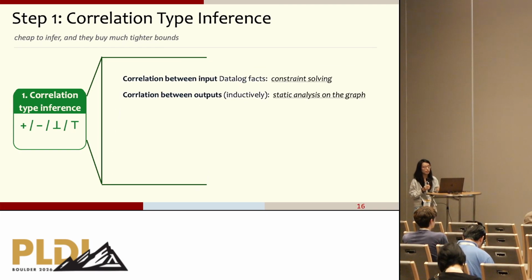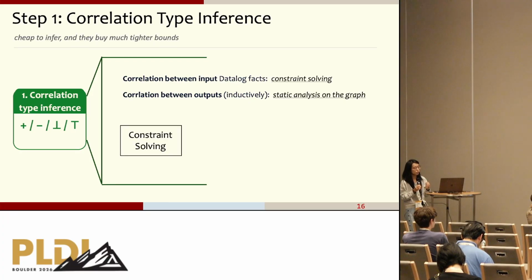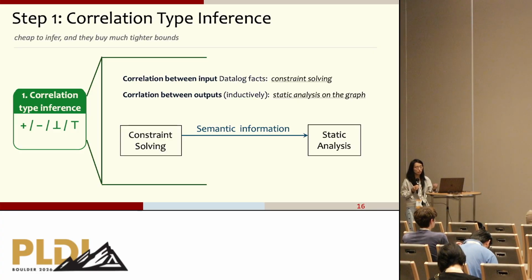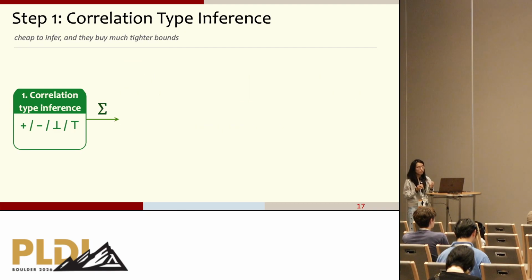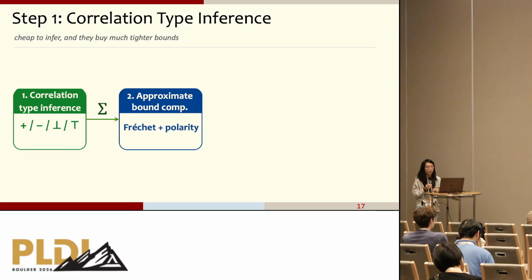As for these two mechanisms, they are not disjoint, they are actually working together. Constraint solving first tries to infer more and more correlations between inputs, and then that information is propagated to the static analysis to infer more correlation types. If the static analysis fails to infer anything new, it would safely fall back to the unknown type and delegate this to constraint solving sometimes. So this correlation type inference works very hard on generating correlation types, and then this information is provided to the approximate bound computation to get some actual numerical bounds for the probability of the queries.